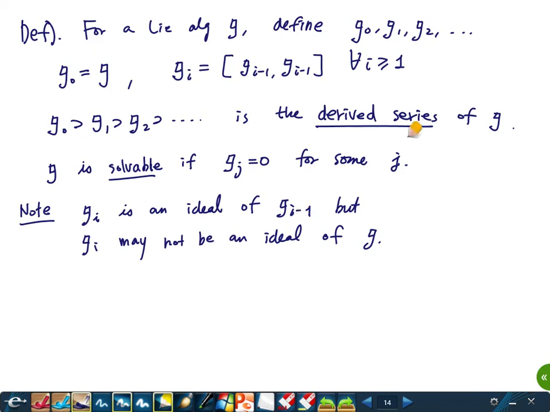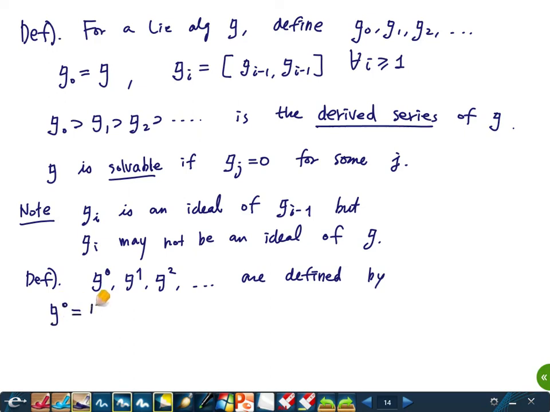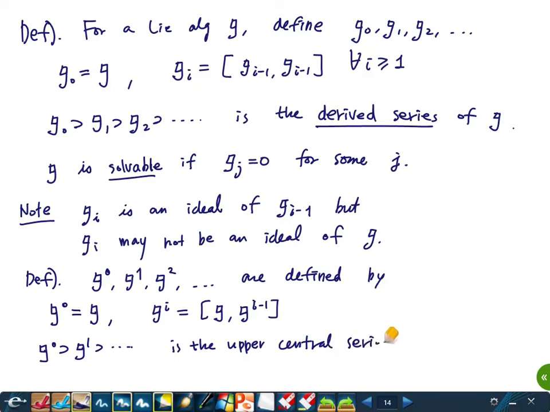Okay, there is something similar to this derived series. Now the subscripts here are superscripts. G^i are defined as follows. Again, the zeroth one is the same, but for i, instead of taking this commutator of G_{i-1} with itself, we take G and G^{i-1}. So slightly different. And again, we have a chain like this: G^0, G^1, and so on. This is called the upper central series of G.